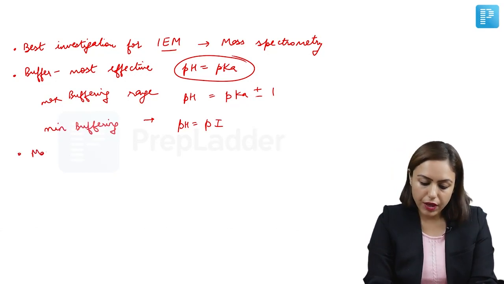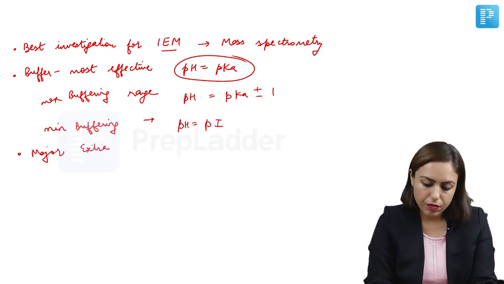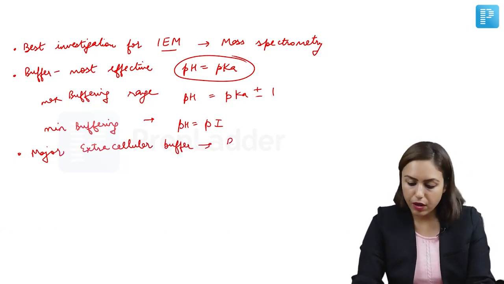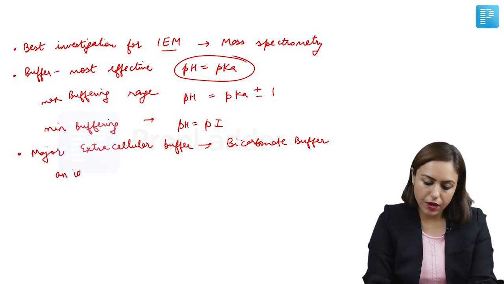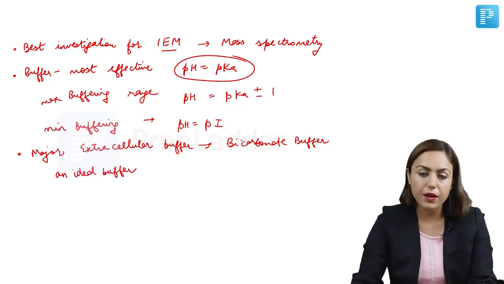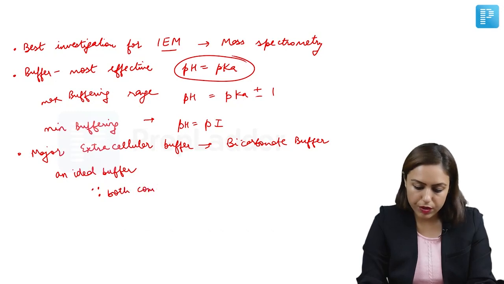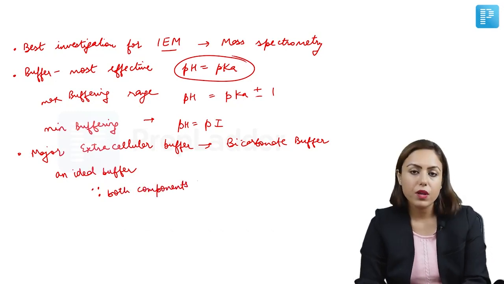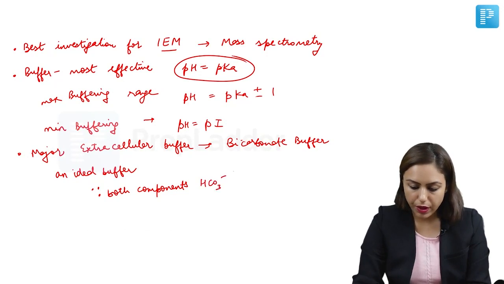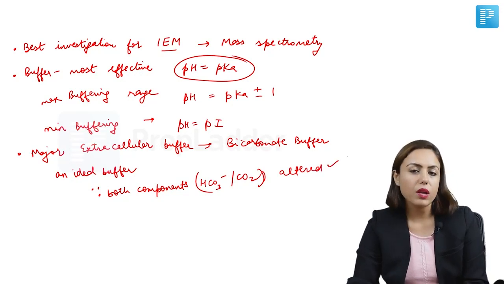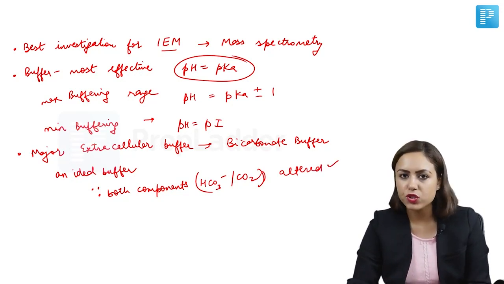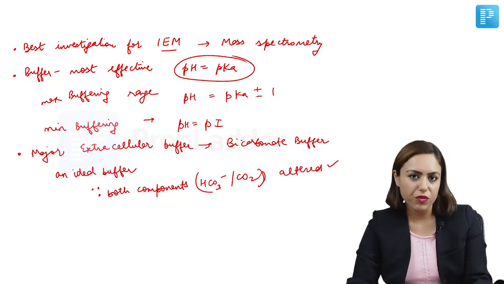Then major extracellular buffer is bicarbonate buffer. This is also considered an ideal buffer. It is considered an ideal buffer because both components of bicarbonate buffer, bicarbonate and carbon dioxide, they both can be altered for maintaining the blood pH. That's why it is considered ideal buffer, right?